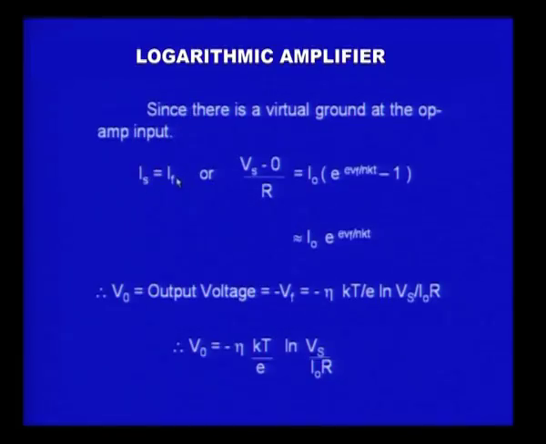Is is nothing but IF, the feedback current going through the diode, so Vs minus 0, because of the virtual earth point, divided by R is equal to IF, which is the diode current, and the diode current, you know, is I0 exponential (EVF divided by eta kT) minus 1. This is the standard diode equation which we have also seen earlier when we discussed the diode. If you compare the exponent term to the 1, the exponent term is much larger and therefore I can neglect the 1 and approximate this to I0 exponential EVF by eta kT, where eta is a constant associated with the ideality factor, associated with the semiconductor that we use.